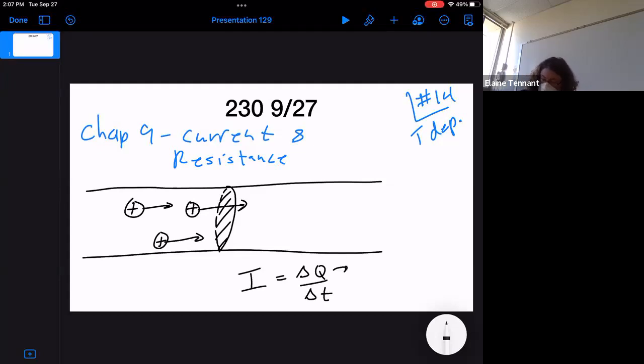So this change in charge is the amount of, let me just say coulombs for the moment. So not just number of electrons or number of particles, it's the amount of coulombs that pass through this cross-sectional area in some amount of time. Okay. So there's a lot here. So let's go through it step by step.